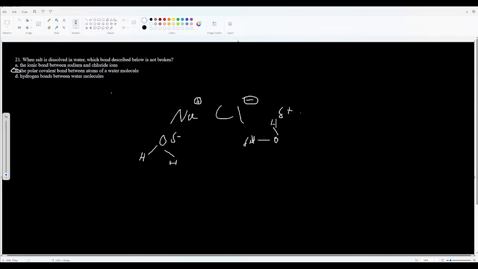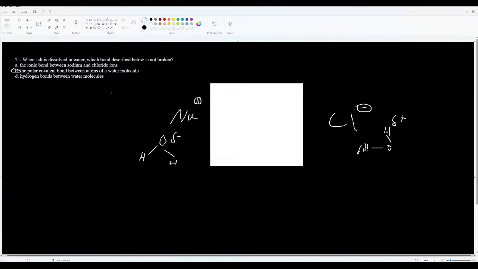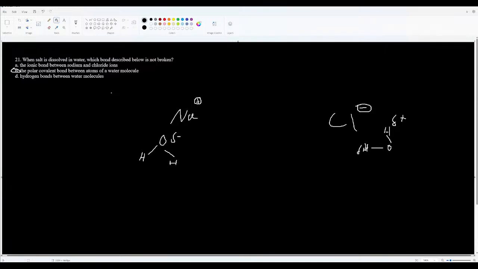This positive charge on the hydrogen is literally pulling itself towards the negative charge in the chlorine. And similarly, the positive charge in the sodium is pulling itself towards the negative charge in oxygen. So then these get pulled apart. So now we have sodium ions in solution, and we have chloride ions in solution.